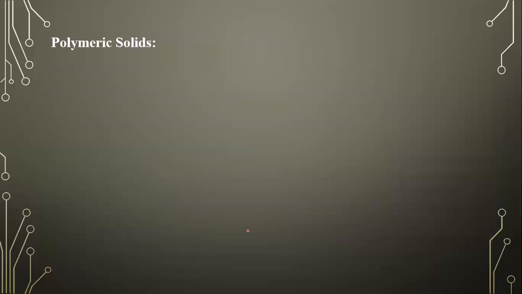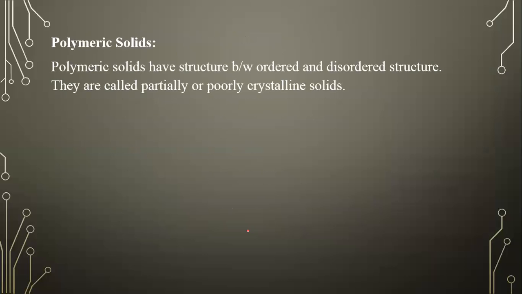And the third type are polymeric solids. Polymeric solids have structure between ordered and disordered. Order means crystalline and disorder means amorphous. So polymeric solids are those solids whose structure lies between ordered and disordered structure. So that's why they are called partially or poorly crystalline solids, क्योंकि इनकी कुछ characteristics क्रिस्टलाइन सॉलिड से मैच करती हैं और कुछ अमॉर्फस से मैच करती हैं. So आप इनको पार्शियली और पुअरली क्रिस्टलाइन सॉलिड्स भी बोल सकते हैं. So they are called polymeric solids.